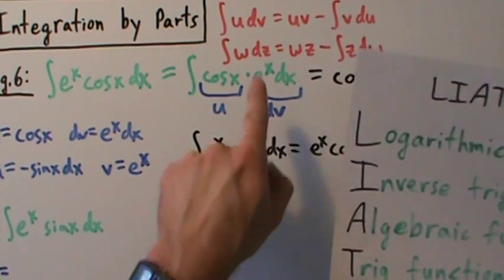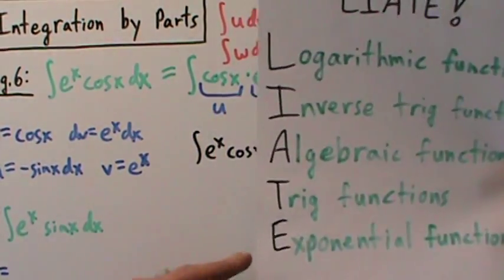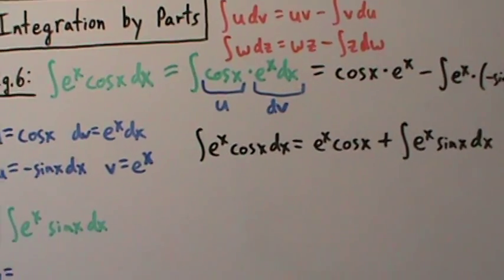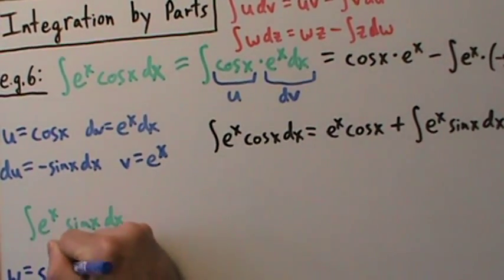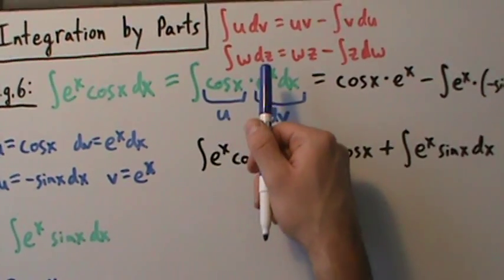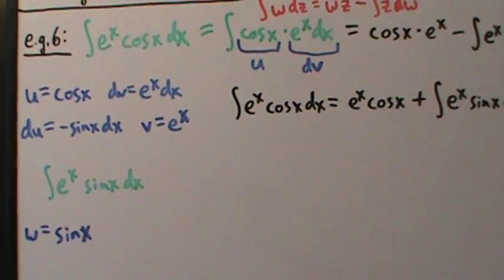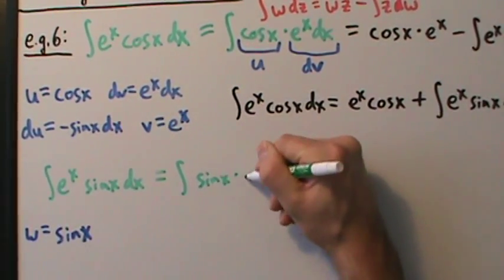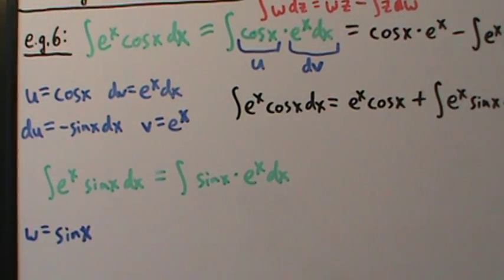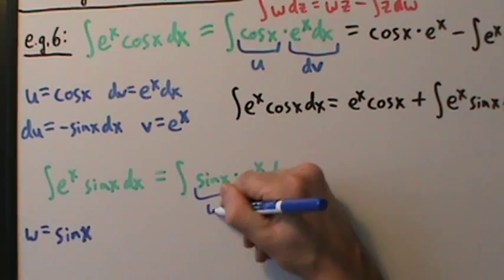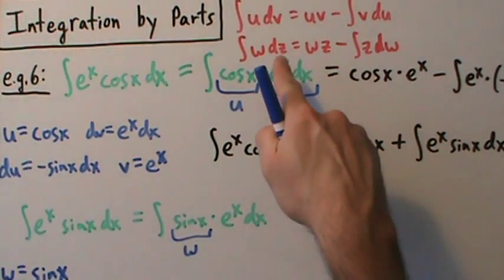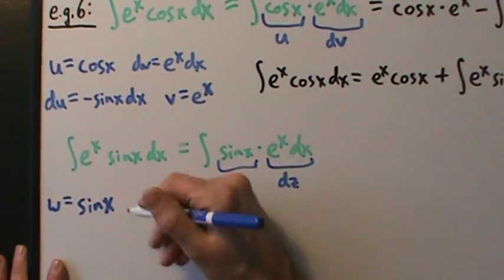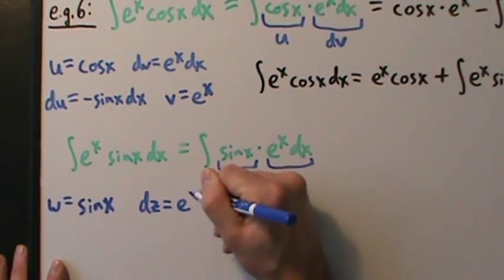If we want to pick our w, which is our new u, we go down the list from top to bottom. What appears first? Trig functions appear first, so we let w equal sine of x. That means dz has to be everything else that's left over. So I'll write this as the integral of sine of x times e to the x dx. Now I can easily identify w, and dz has to be everything left over. So w is sine of x, and dz is e to the x dx.